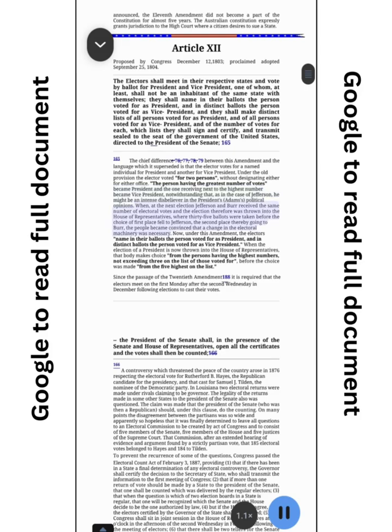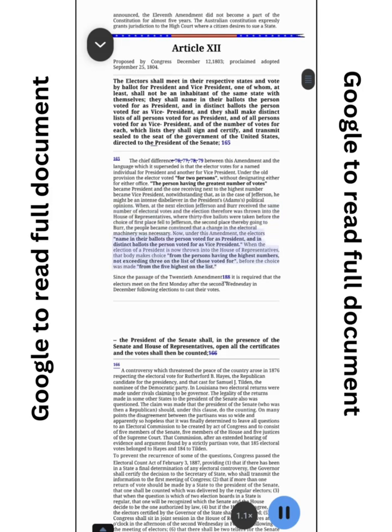When, at the next election, Jefferson and Burr received the same number of electoral votes, and the election therefore was thrown into the House of Representatives, where 35 ballots were taken before the choice of first place fell to Jefferson, the second place thereby going to Burr, the people became convinced that a change in the electoral machinery was necessary.